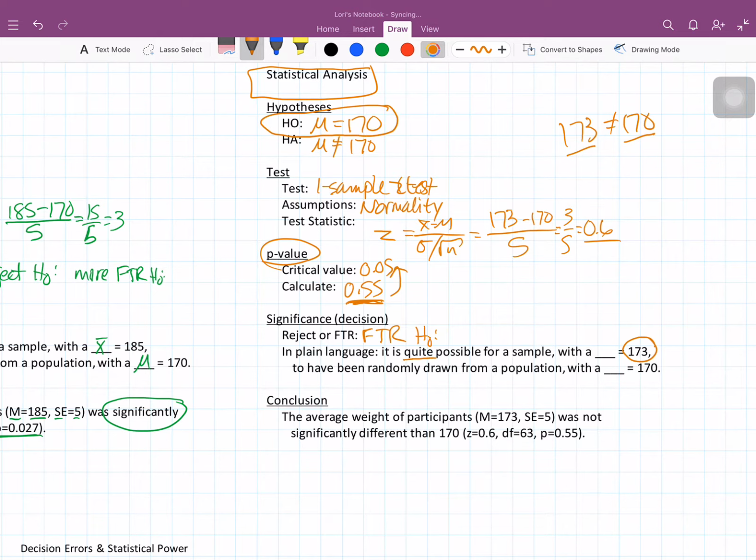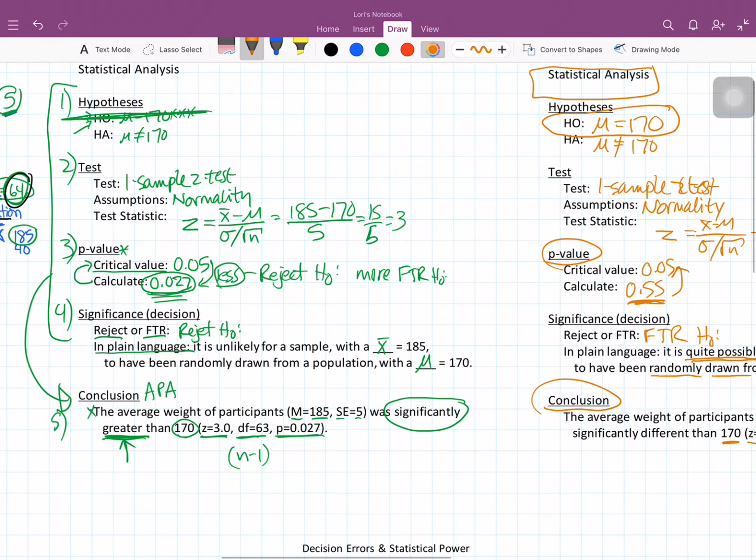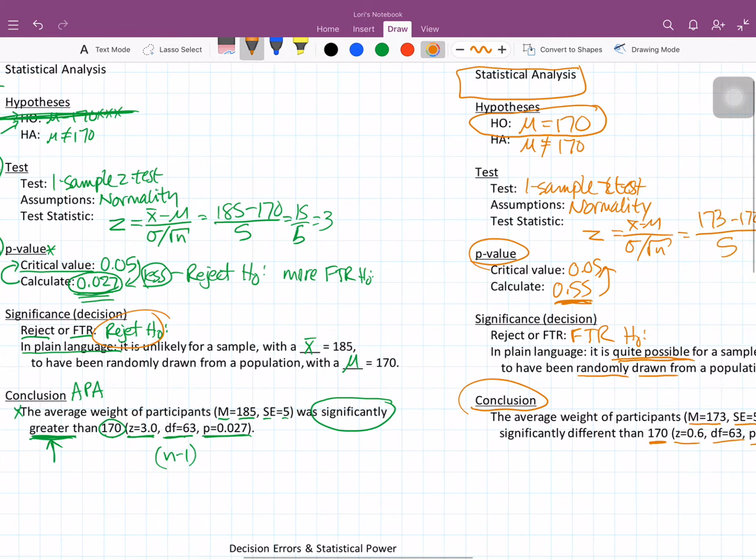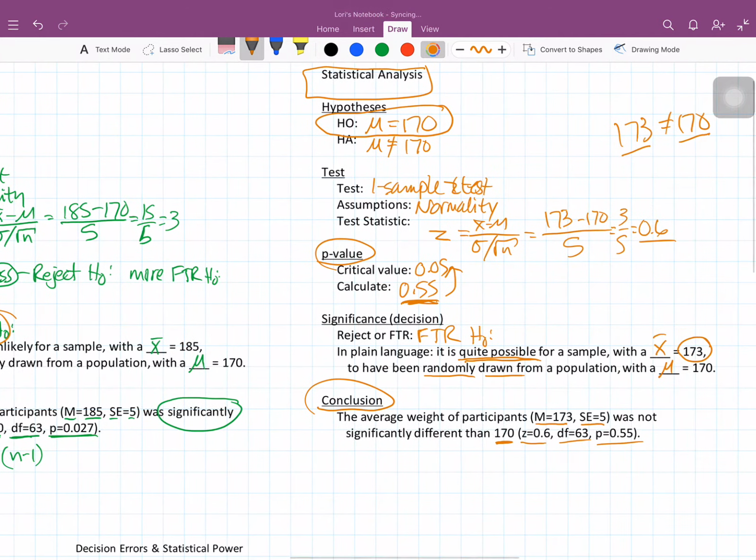That's pretty likely. And the way we would write that conclusion then is: the average weight of participants, mean 173, standard error of 5, was not significantly different than 170. Z of 0.6, degrees of freedom stays the same, and our p-value is 0.55. So that is, in a nutshell, running a statistical analysis, one where we reject the null, one where we fail to reject the null, and you see that process as we go through.